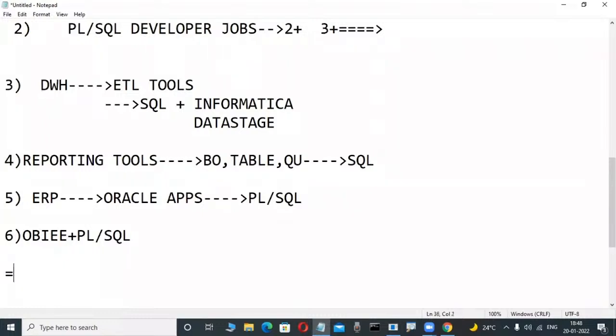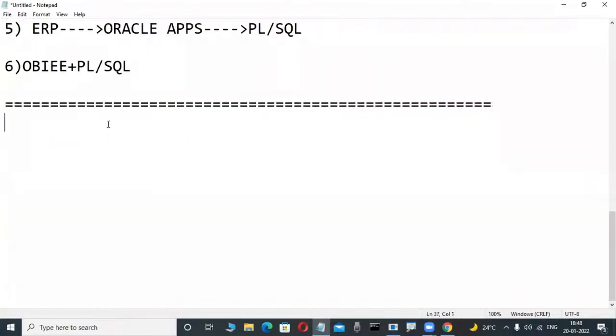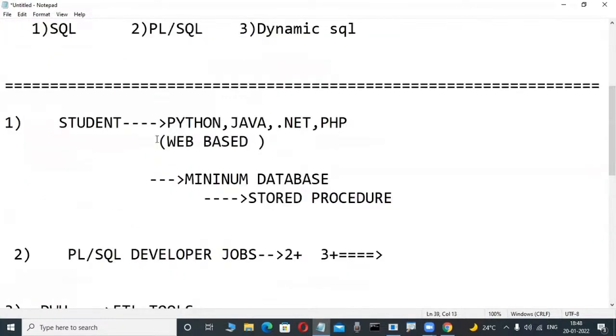Suppose you are not interested in the programming side. Now you want the administration side, you want jobs there. In that case, DBA courses are there. Oracle DBA, SQL Server DBA, MySQL DBA, database administration courses are there. These persons also need minimum knowledge before learning those courses. Minimum SQL knowledge is required. These persons also are learning these types of courses.